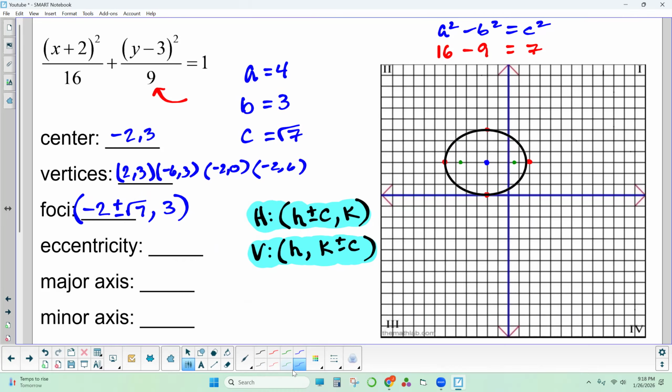All right, the eccentricity, now that we know c, is c over a, so that is root 7 divided by a, which is 4, and this is a proper fraction, so that's good. The eccentricity will always be between 0 and 1 for an ellipse. The major axis, we're referring to the length of it here, and we've got 8. That's just 2a. And the minor axis is 6, which would be 2b. And we are done. Okay? So let's look at one more example.